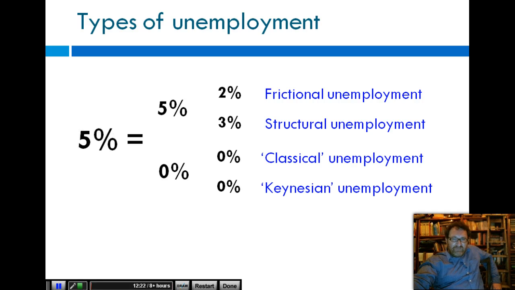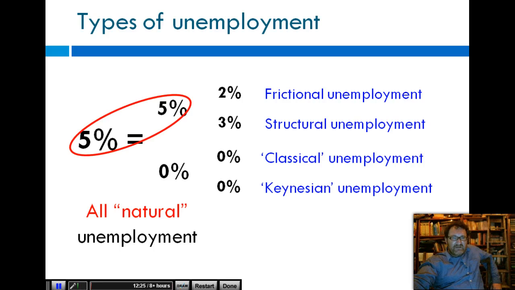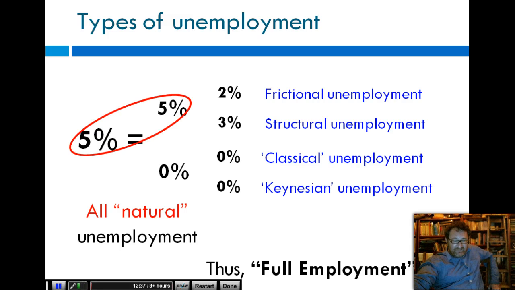Now, since all of that 5% is natural unemployment, we say that the economy is operating at full employment. The unemployment rate is 5%, but the economy is operating at full employment because that 5% is all natural. So the argument goes.